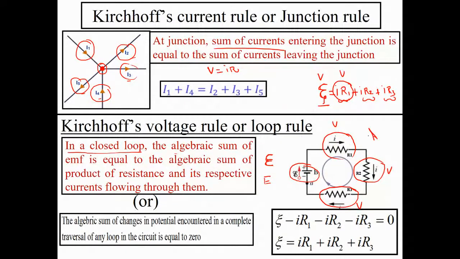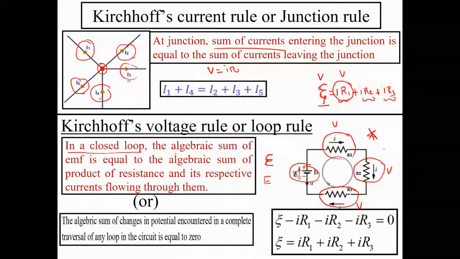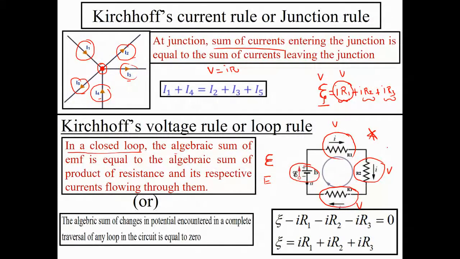Let's see this diagram. How many currents are here? Three currents. All three currents are common. So you cannot apply the junction rule here. Is there any junction here? No.